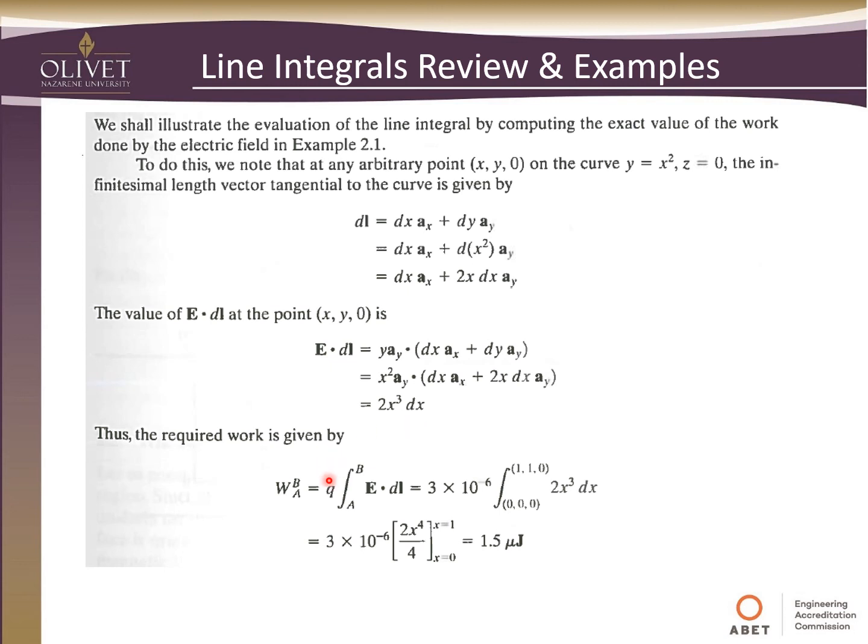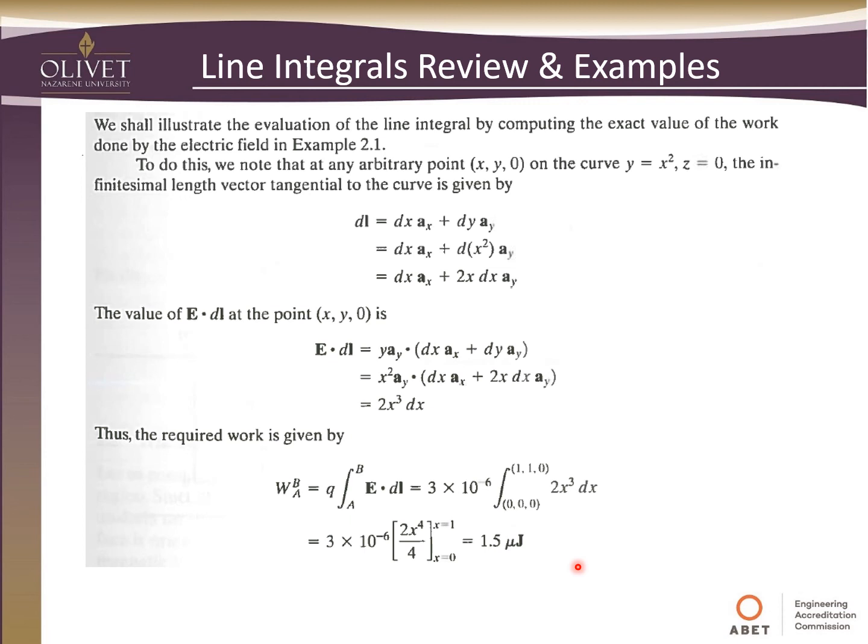So now we can go back to our integral form. Remember our definition was the work from a to b is q, the charge, times the integral from a to b of E dot dl. The charge was 3 times 10 to the negative 6, a microcoulomb. We're going from (0, 0, 0) to (1, 1, 0). But now our E dot dl, we've simplified down to just be 2x cubed dx. So now if we just do the integration on this, the integral of 2x cubed is 2x to the 4th over 4. The only variable we're concerned about is x, so that goes from 0 to 1. Plug in the values, and we come up with 1.5 microjoules.